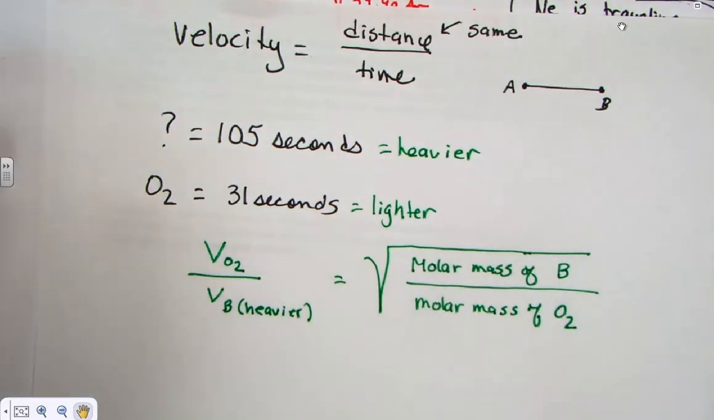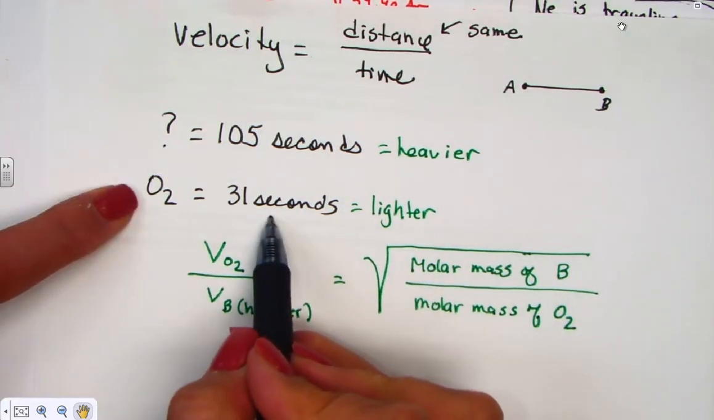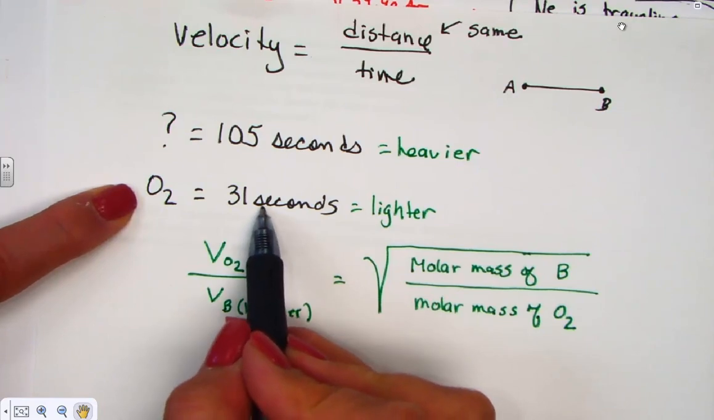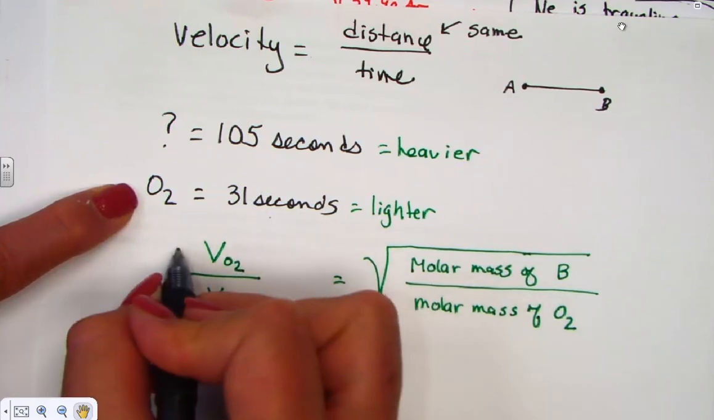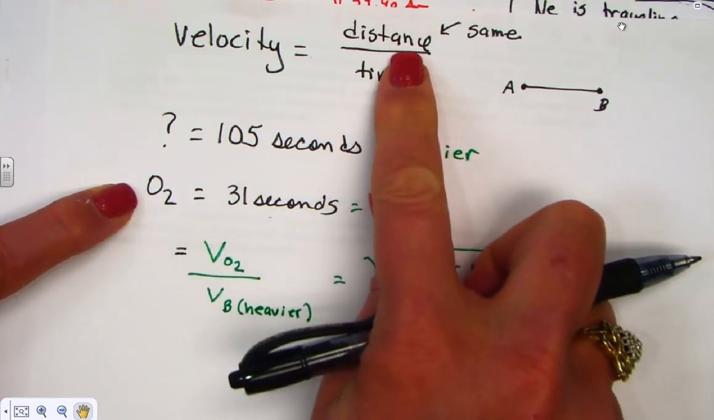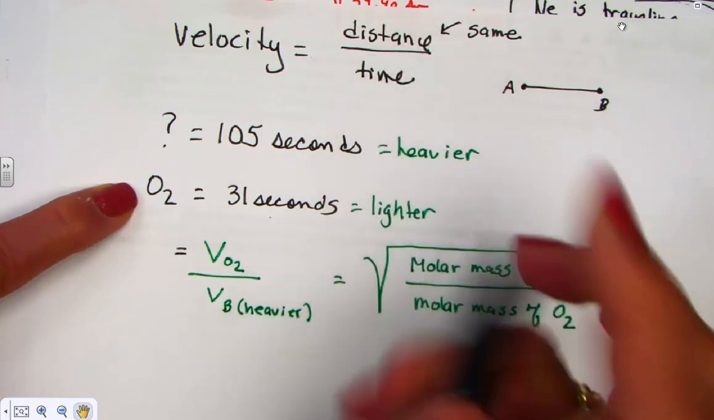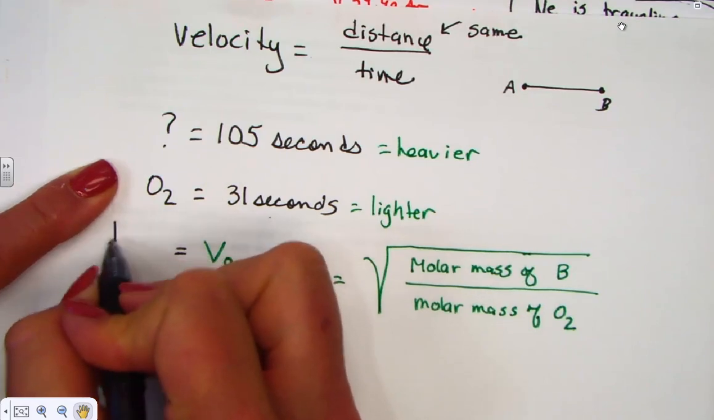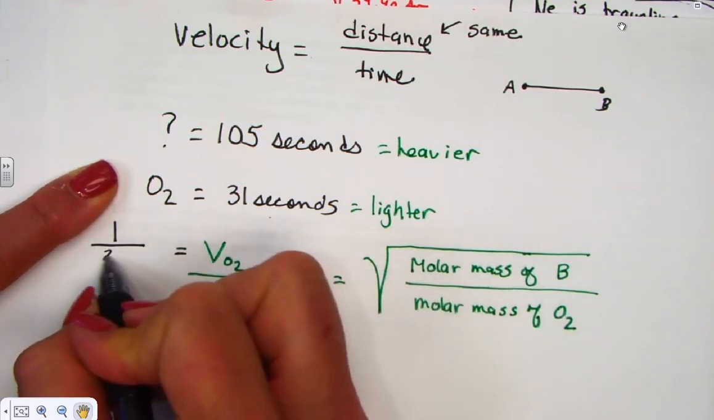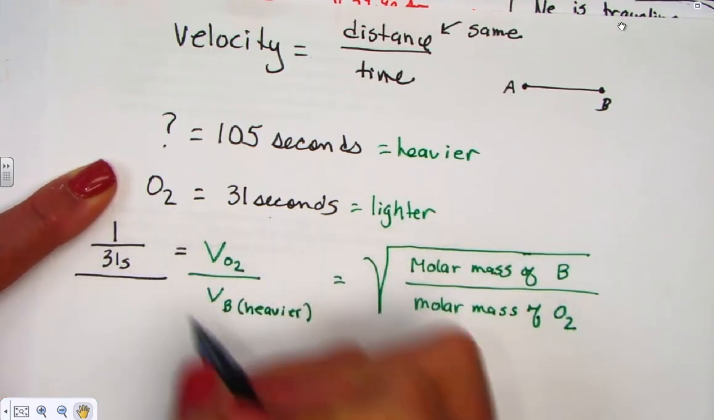So let's think about what we know. Oxygen's ratio velocity is given to us really as 31 seconds. Where does that fit? If the distance is the same, let's just put 1. They're traveling 1 meter, if you will. So it now is 1 over 31 seconds. That's its velocity.